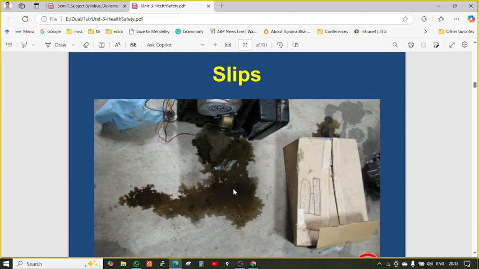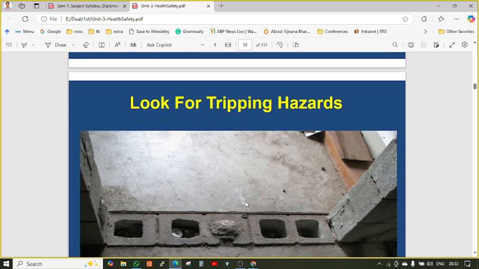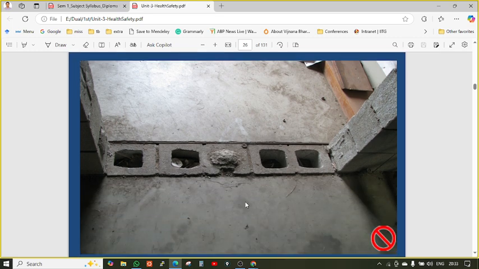Then see, this is a slippery floor, where oil and grease have fallen here and there, so clean that immediately. Look for tripping hazards. Here, at some gate entrance, holes have been left, so someone walking in this place can unknowingly trip and fall. This is also common when we climb the stairs in Parul University. If you walk on the stairs looking at your mobile phone, you may fall because your mind is elsewhere.